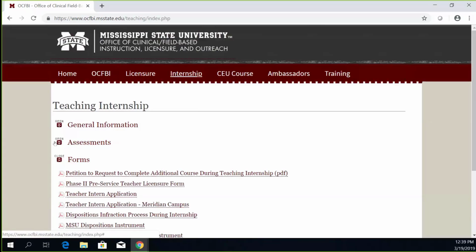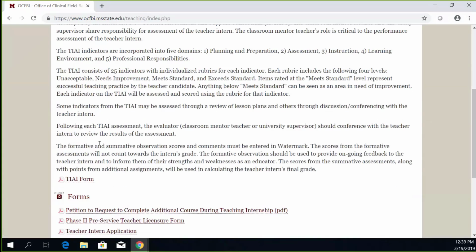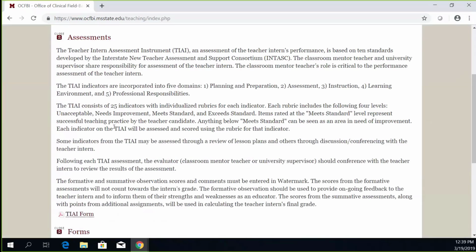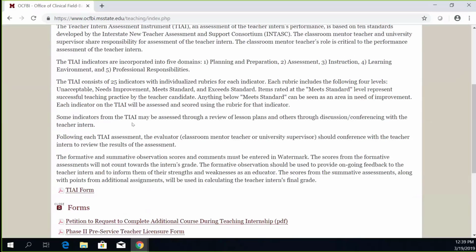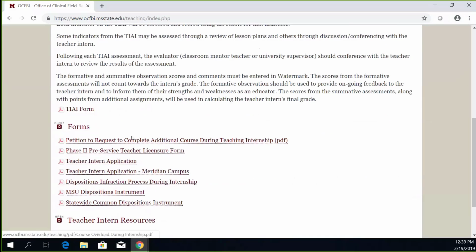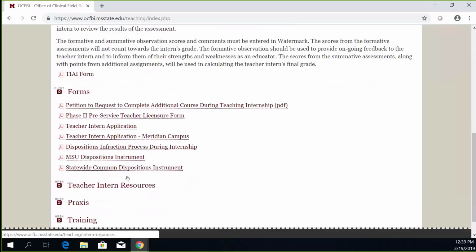So let's go ahead and go in here to assessments. You'll see in the assessments the TIAI, and that's how you will be assessed as a student teacher. It also has forms here. If you want to take an additional course during teacher internship, which they now call internship, you have to fill out this form. There's also the Phase 2 pre-service licensure form, teacher intern application, dispositions and infractions. If you're a bad student, you've cheated, you've been very rude to a professor, they can also do a dispositions infraction on you. These are all documents or paperwork that we have.